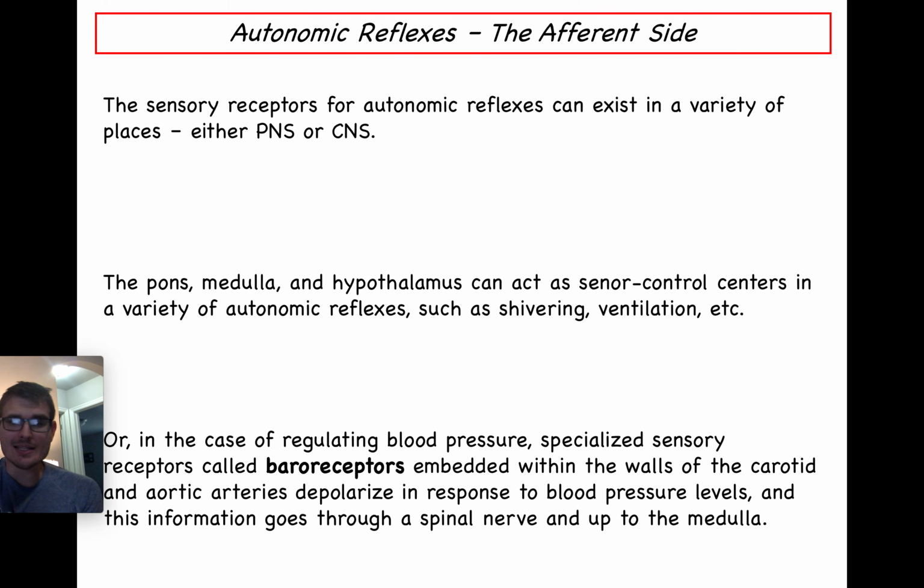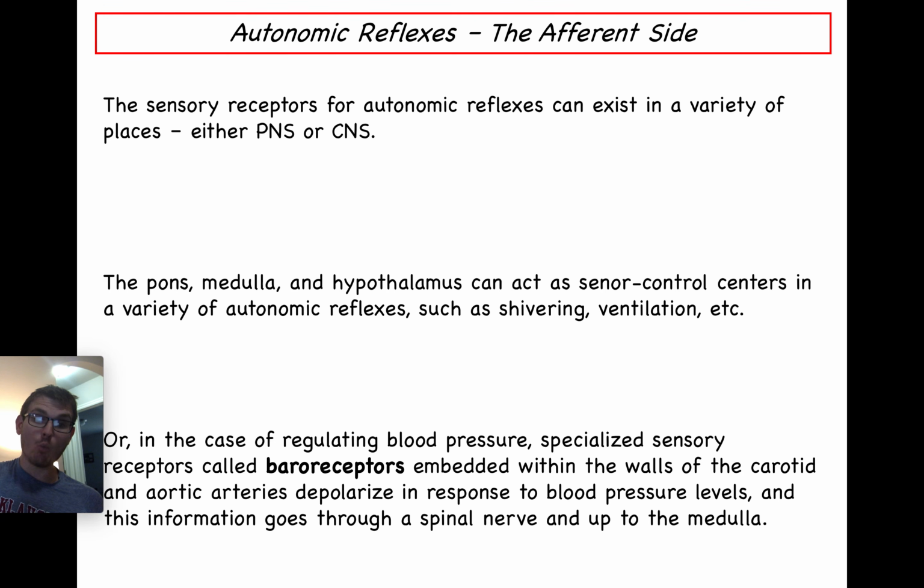One special type of sensory receptor that we're going to get very familiar with as we get into cardiovascular here in a little bit: baroreceptors, located in the carotid and aortic arches in the circulation. They are there to measure blood pressure levels, and they can send afferent signals into the medulla when your blood pressure either gets too high or too low.